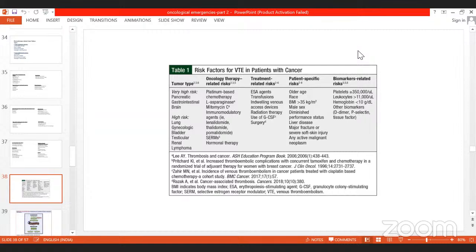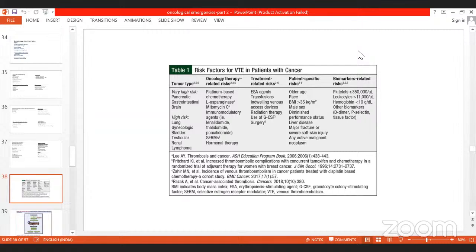Then oncological therapy related risks: platinum based chemotherapies, asparaginase, mitomycin, immunomodulatory agents, and hormonal therapies all carry a risk of causing VTE. Some treatments like erythropoietin stimulating agents, transfusions, radiation therapy, use of G-CSF, and surgery are also treatment related risks. Patient-specific risk factors are old age, BMI more than 35, male sex, decreased performance status, liver disease, major fracture or severe soft tissue injury, and any active malignant neoplasm. All these are patient-specific risk factors for VTE.